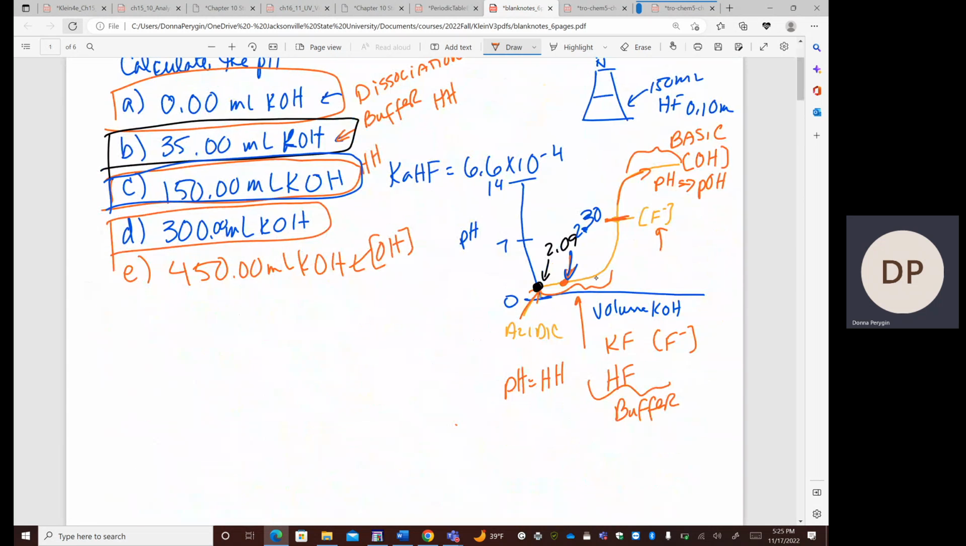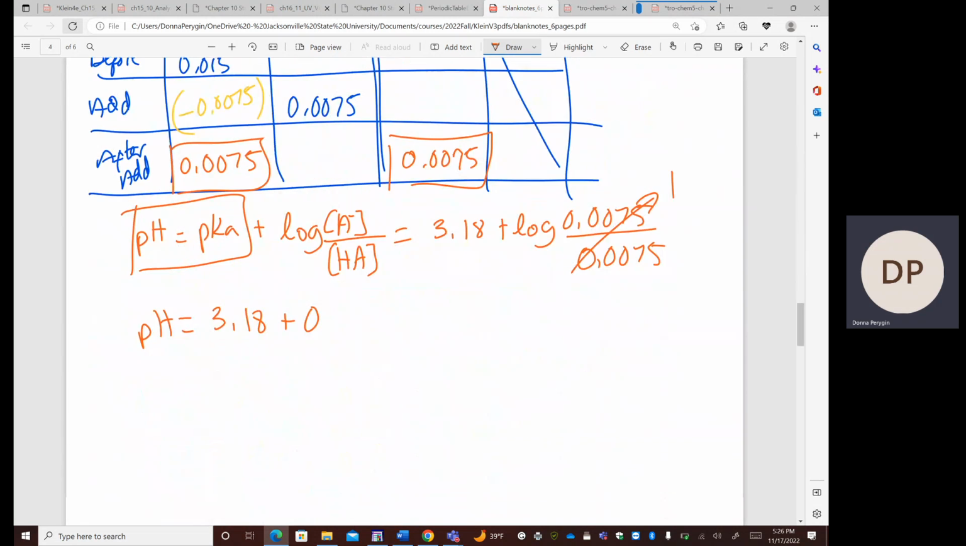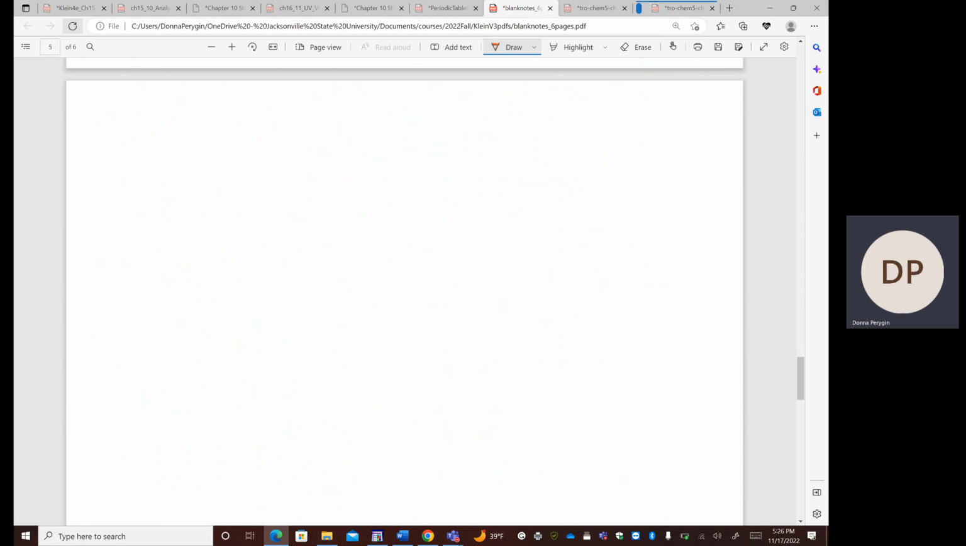Okay, so our half equivalence point, and you could actually calculate your half equivalence point. It would be half the volume that it would take to get to the equivalence point. So our pH there is 3.18 at the half equivalence point. That's the half of the volume of our base that it takes to get to the equivalence point.